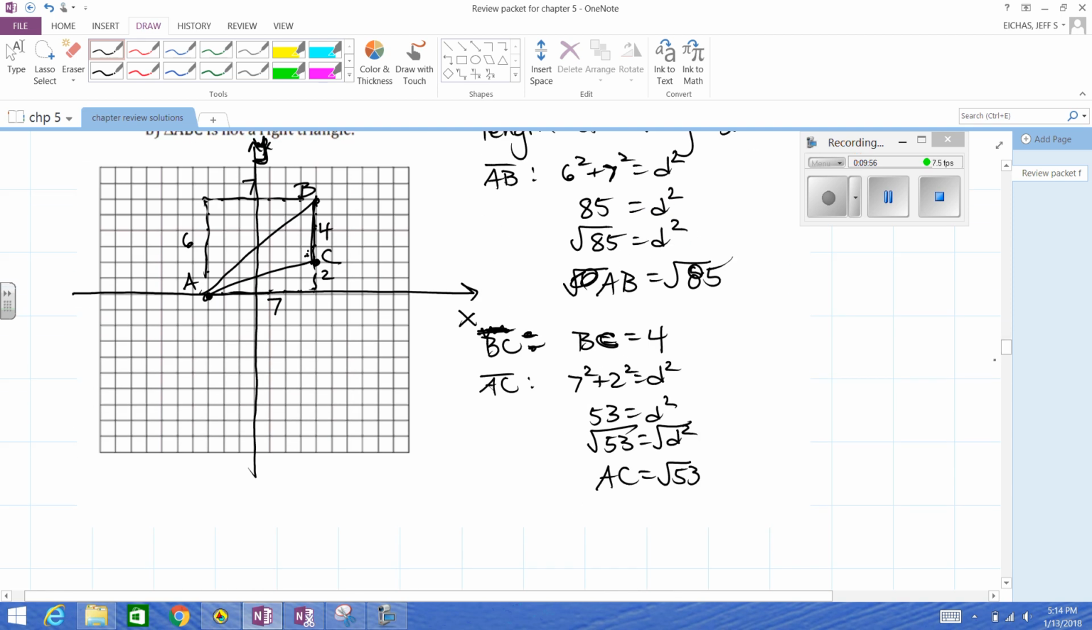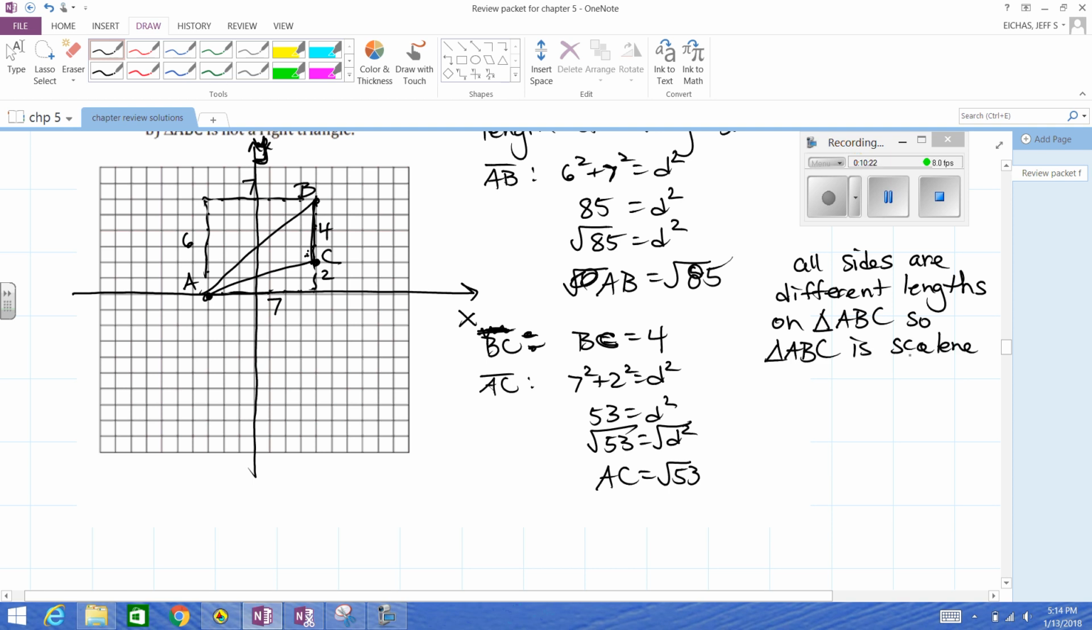What we can say now, just from the lengths, is that all sides are different lengths on triangle ABC. So triangle ABC is scalene. That was our first job. Now there's a way to show from here that it's not a right triangle.